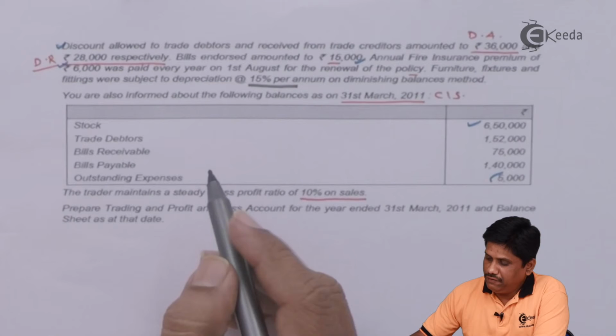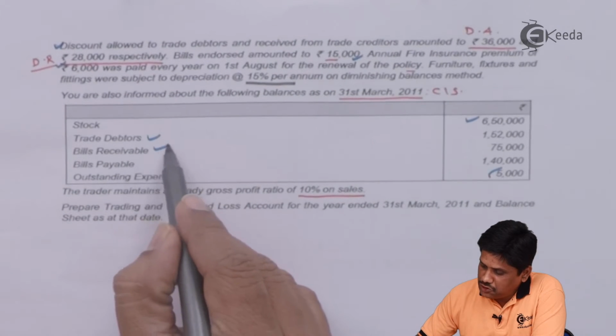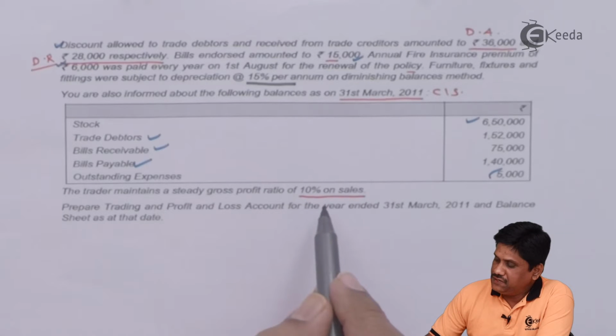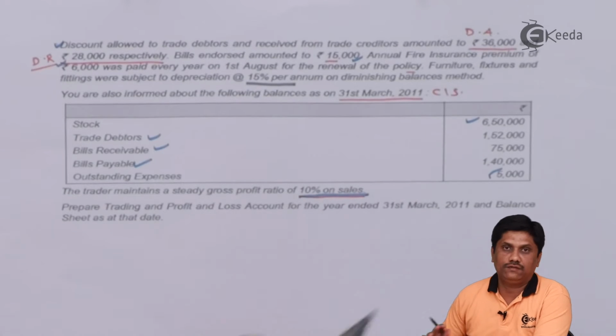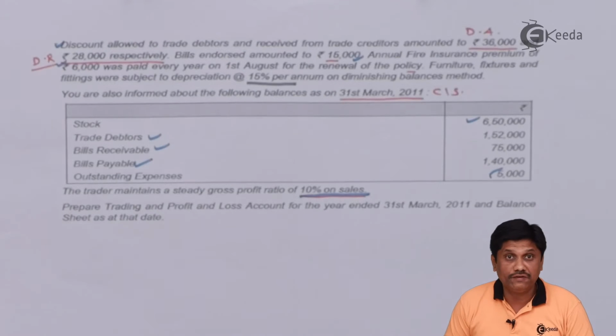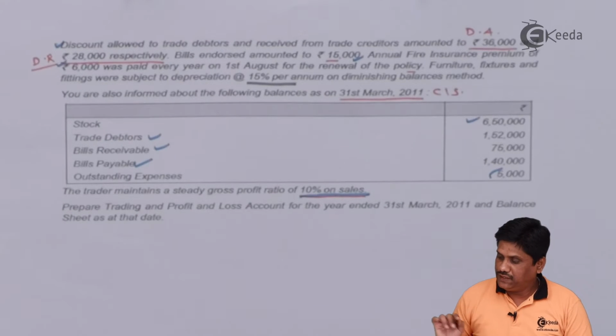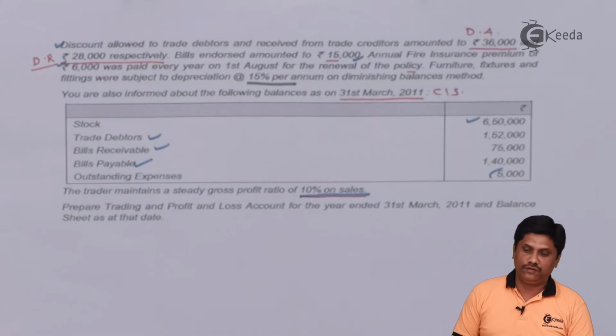So students, I have recorded these three things: debtors, bills receivable, bills payable. Outstanding expenses were already taken care of. Trader maintains a steady gross profit of 10% on sale. This information is given so that we can derive other information also. Now firstly, one thing is sure, I must find out the amount of sales.